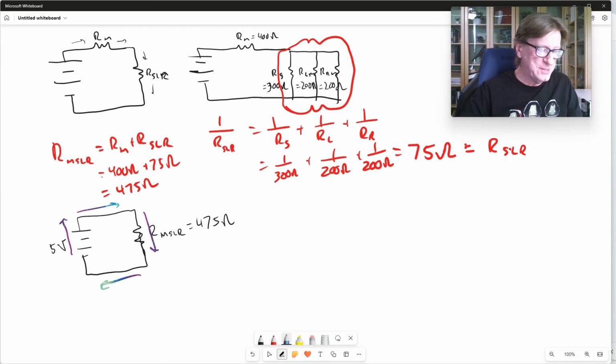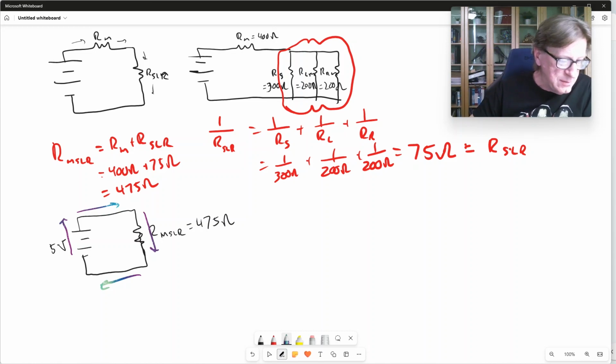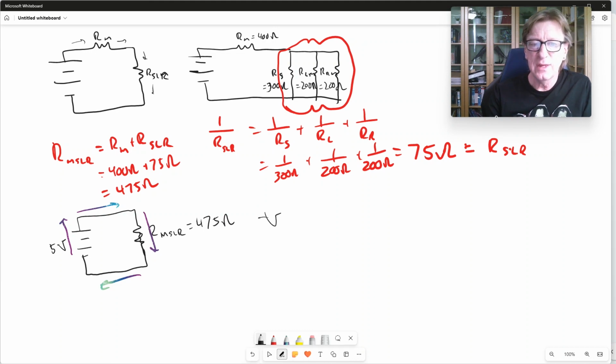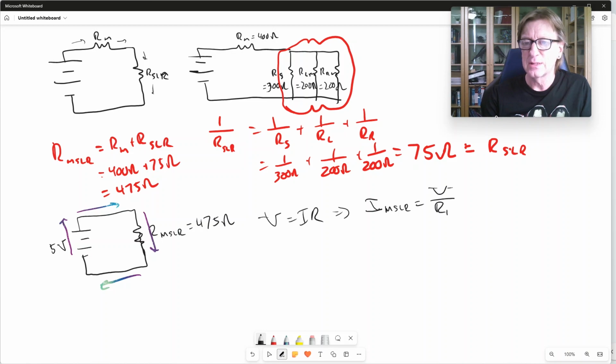Okay, well, if you're not sure, we're following along in microtest 3. You're going to use Ohm's law for that. So we know that V equals IR. And so if I'm going to solve this for I, then I, which we'll call maybe MSLR, must equal the voltage divided by the resistance of MSLR. There. And so that's 5 volts divided by 475 ohms. Pause the video, put that in your calculator, and see if you get something familiar.